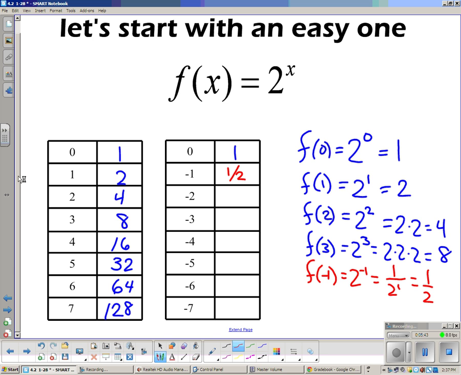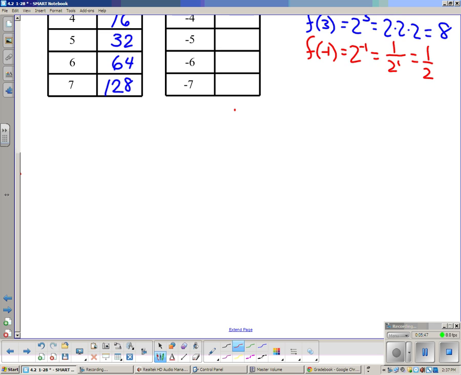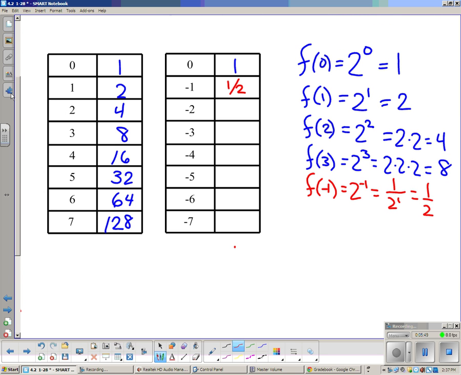I'm just going to scroll down a little so we have some more room here. All right, so now if we look at the function at negative 2, it's 2 to the negative 2 power. So again, we know that we could take that and flip it so that we have the reciprocal, 1 over 2 squared, which is 1 over 4. We already calculated 2 squared above, when we did the function at 2, so we get 1/4.